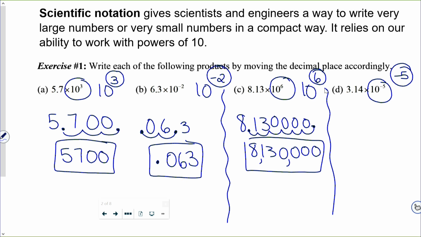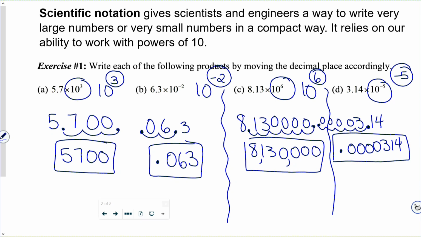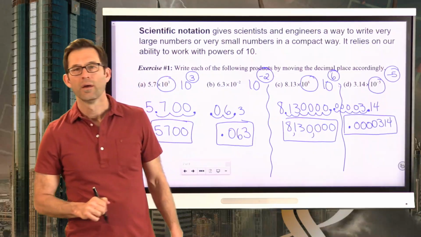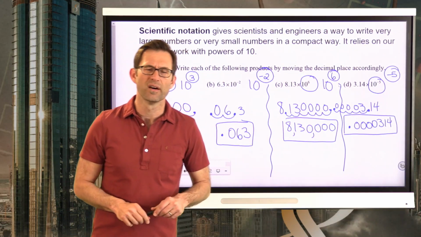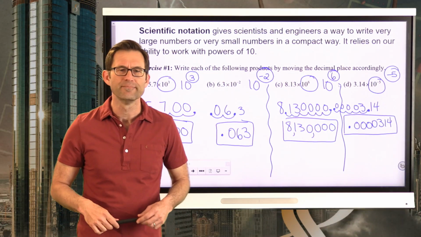And our final power, 10 to the -5, right? That means that I've got to move that decimal place 5 units to the left. 1, 2, 3, 4, 5. Pardon me for getting in there. And that's going to be 0.000314. I try to sneak an approximate value of pi whenever I can.